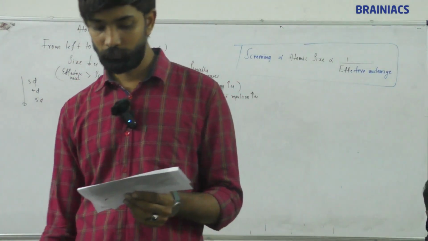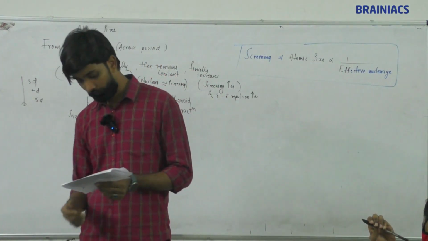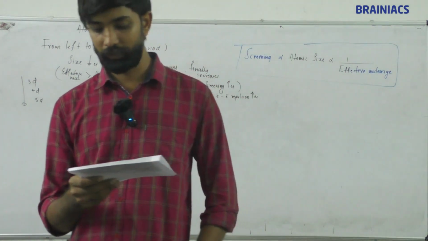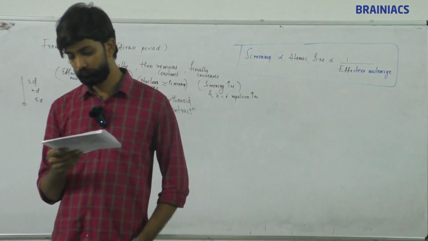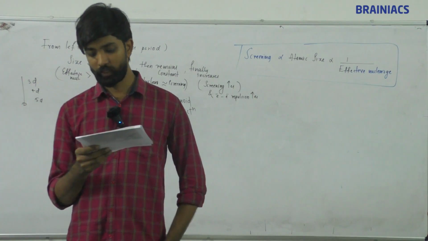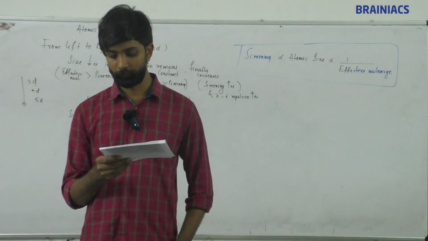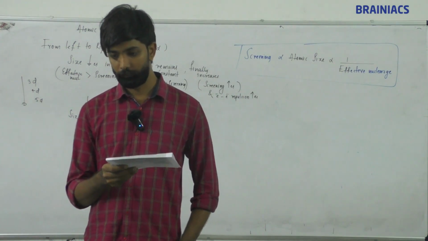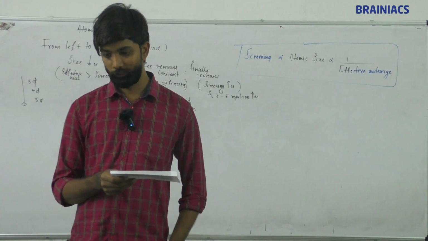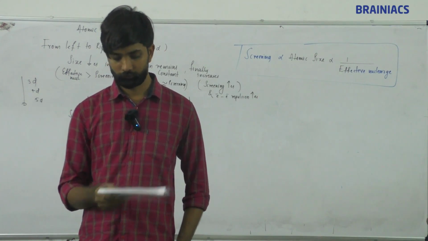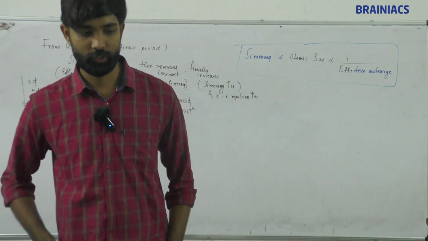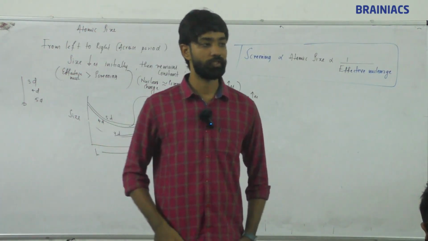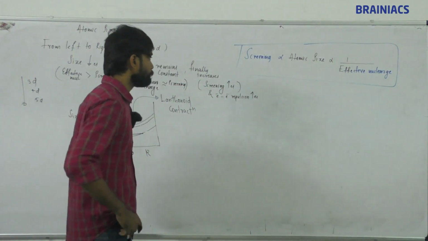The next, put it as a question. The second ionization potential of chromium and copper is higher than their first ionization. Okay, reason?